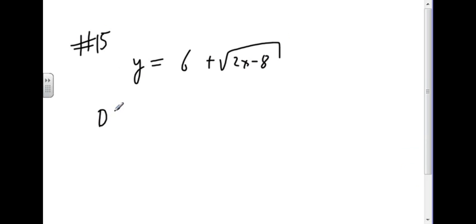Number 15, y is equal to 6 plus the square root of 2x minus 8. And we want to know the domain, and we want to know the range. We also want to know, is it a function?